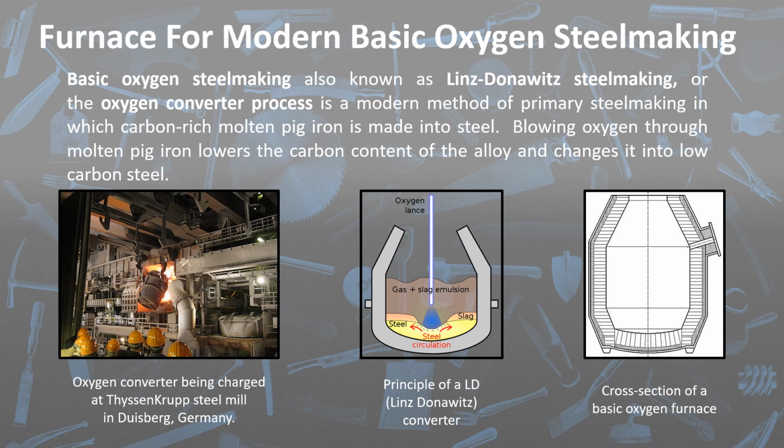Basic oxygen steel making is a modern method of primary steel making from blast furnace pig iron. Pure oxygen is blown onto the surface of the molten pig iron, which rapidly converts the pig iron into steel. Using modern control methods, steel of a known composition can be made. Furnaces of 300 tons capacity are not uncommon.